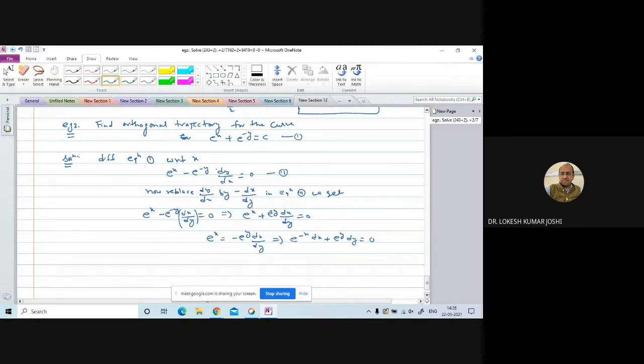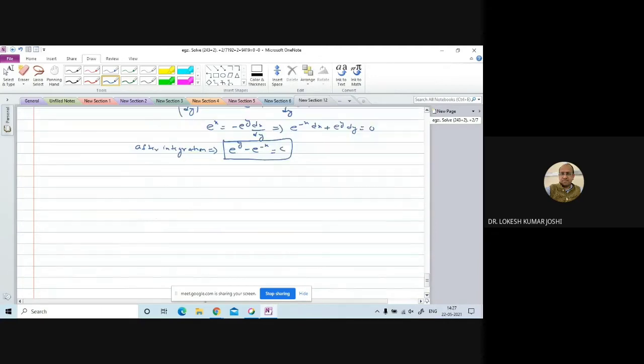And if we integrate it, it is variable separable type. After integration, the solution will be e to the power y minus e to the power minus x equals constant. This is the solution of the differential equation, the orthogonal trajectory of the given curve. Now, sometimes someone may ask you for a particular curve. This is a family of curves. It means we always get a family of orthogonal curves to another curve.